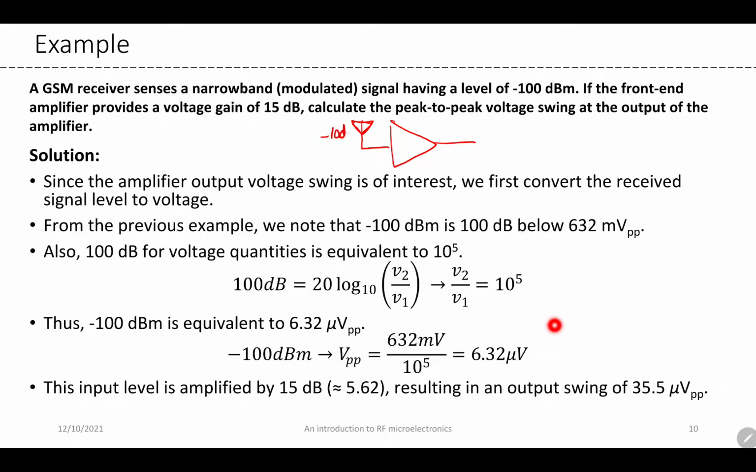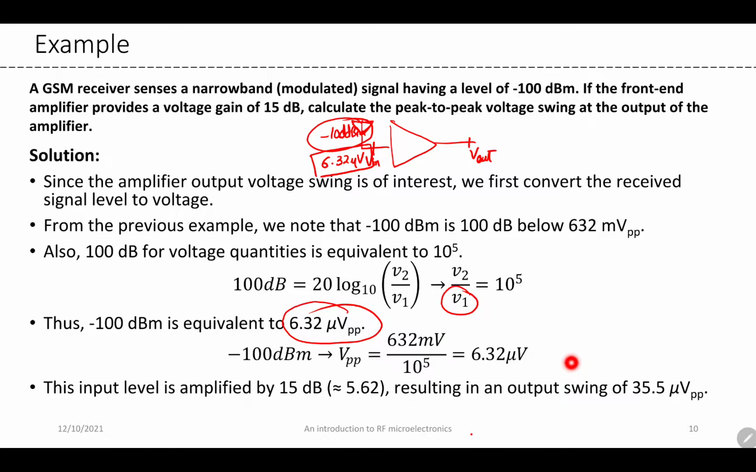Yeah. So you have minus 100 dBm coming in, and this is your V in, this is your V out. And we saw that this minus 100 dBm, which is V in, corresponds to a voltage of 6.32 microvolts.